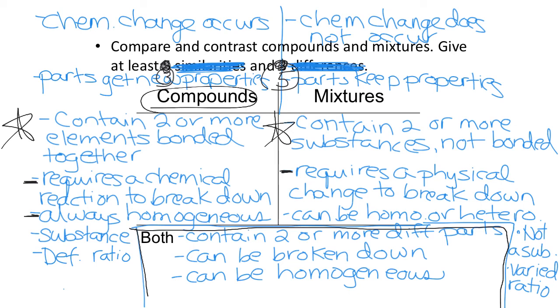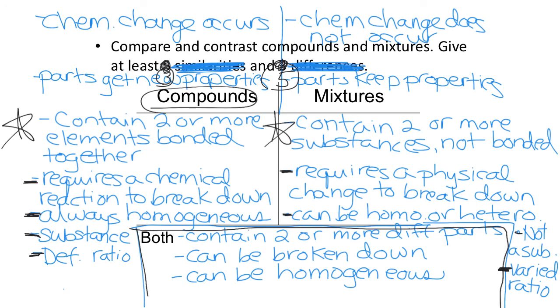Our compounds are always homogeneous since they are a pure substance. Mixtures can be either homogeneous or heterogeneous because they are not a pure substance. In compounds, your parts are combined in a definite ratio. So something like water has to be 2 hydrogen to 1 oxygen. Whereas when you have a mixture, the ratio may vary. So if you had a mixture of hydrogen and oxygen, you could have any amount of the two.